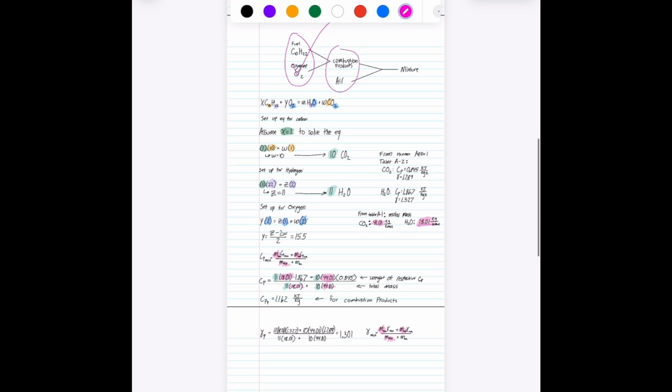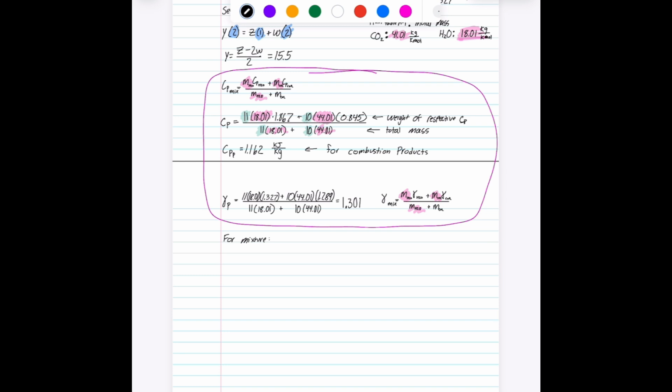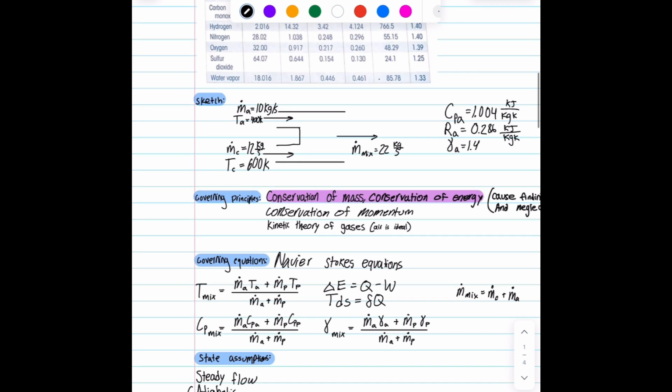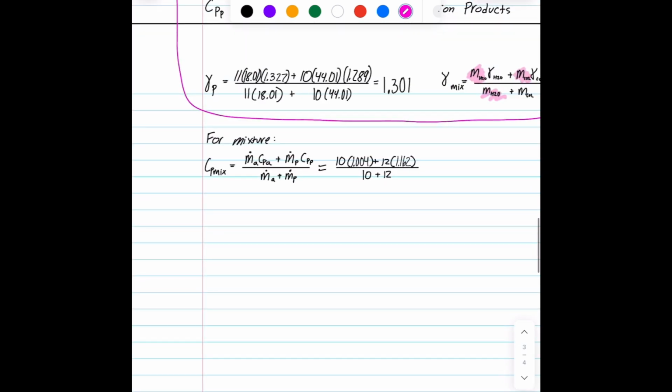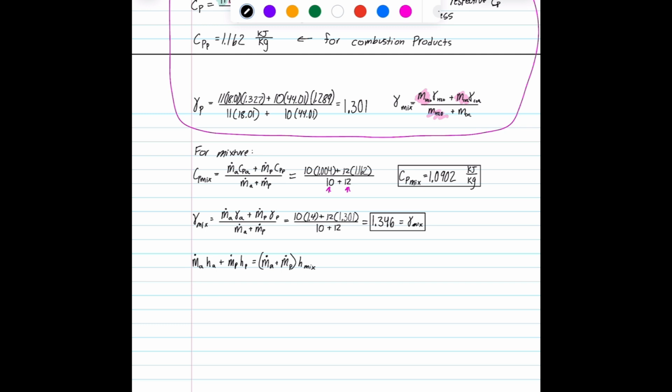So now we've done the first mixture portion of this problem right here. Now we need to do the second one, which is air and the combustion products. So we know the mass flow rate of air and the combustion products. So we can use that information in our ratio. And we know that they're not split up into parts, so we don't need to multiply them by, like, for example, 11 or 10, which we did before. So as you can see, the gamma of the combustion products was used to find the gamma of the mixture.